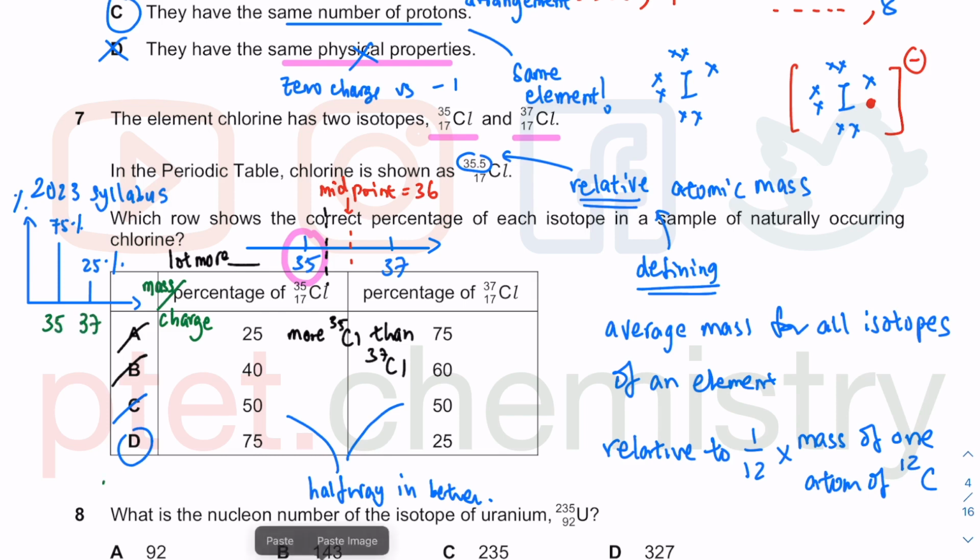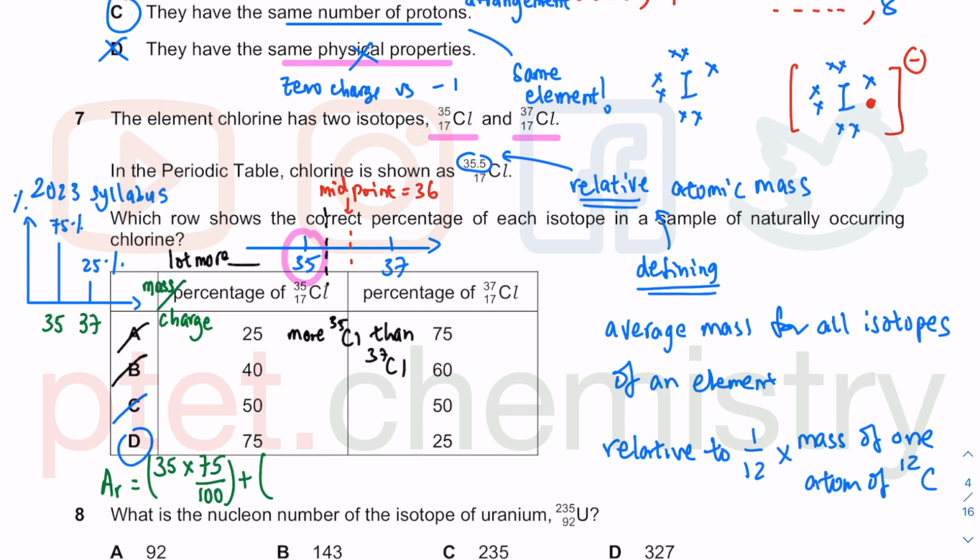So how do you work out relative atomic mass? It's going to be 35, which is the mass number, multiplied by your abundance, which is 75/100. Then you add it to the other one, which is 37 multiplied by 25%. And you put that into your calculator: 35 times 75 divided by 100, added to 37 times 25 divided by 100.